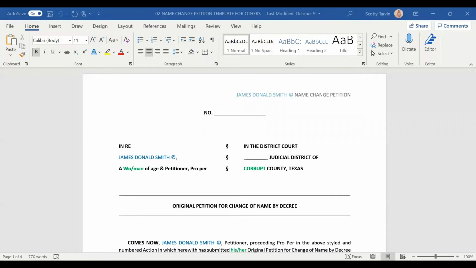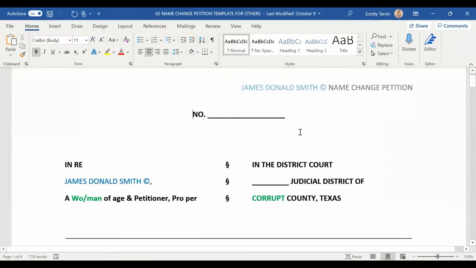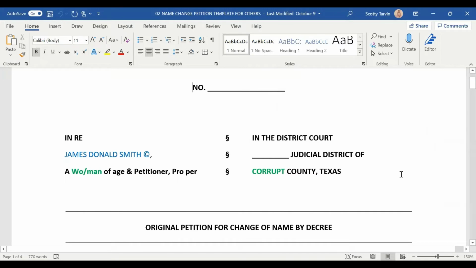And this is the petition. And I've used basically a pseudonym, James Donald Smith. And this is the format. A man of age or a woman of age, petitioner pro per, because you're coming in proper, not pro se.